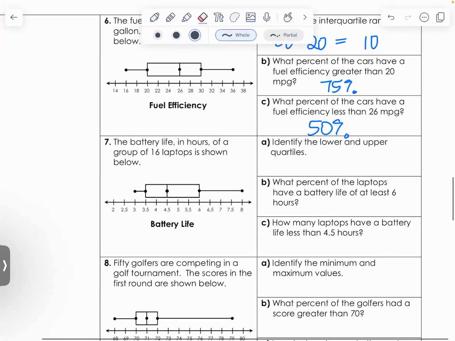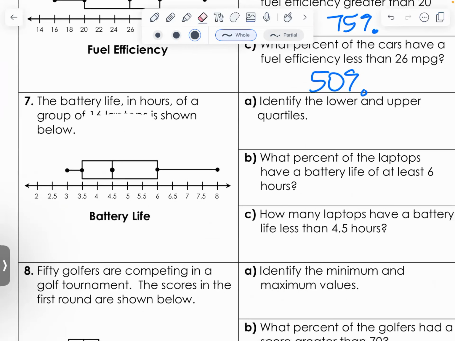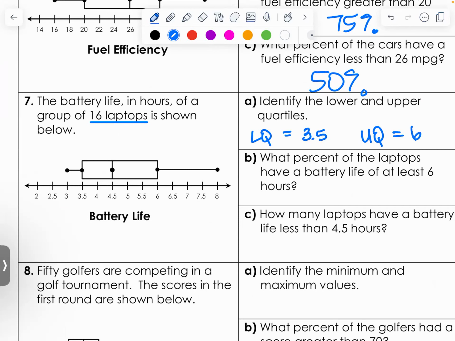Okay, now a number 7. It's important to take note that there are 17 laptops in this data set. Okay, so Brooks, what are our lower and upper quartiles? 2.5 and 6. Okay.